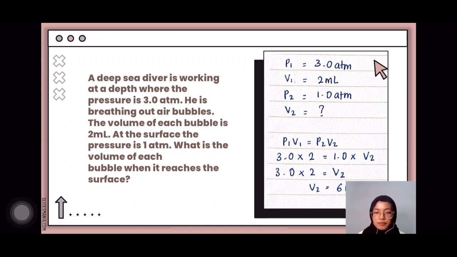So by using the Boyle's law formula, P1V1 equal to P2V2, we write here 3.0 atmosphere times 2 milliliter equal to 1.0 atmosphere times V2, which is we don't know the final volume. So we will get V2, which is final volume, equal to 6 milliliter.